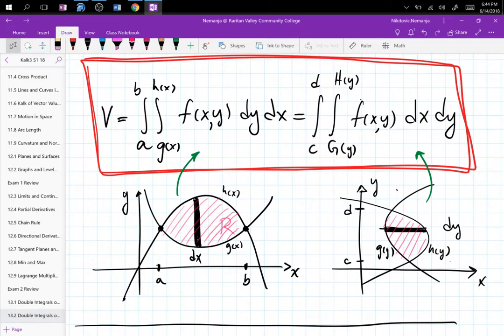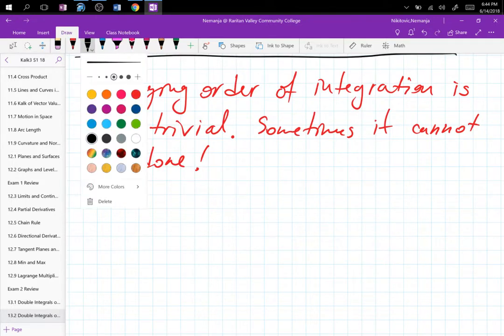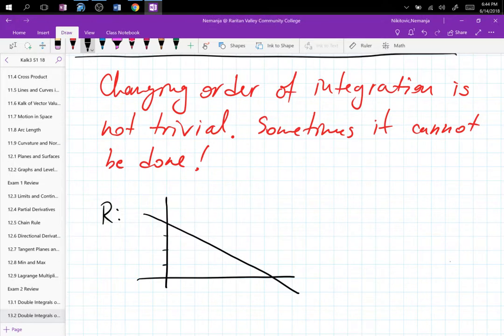But I'm going to go through a problem now where changing the order of integration works. For instance, say that my domain is a simple triangle. So I have region R given as, we can make up anything here. There we go. So this is 1, 2, 3, 4, 5, 6, 7, 8. So now I have the region R.